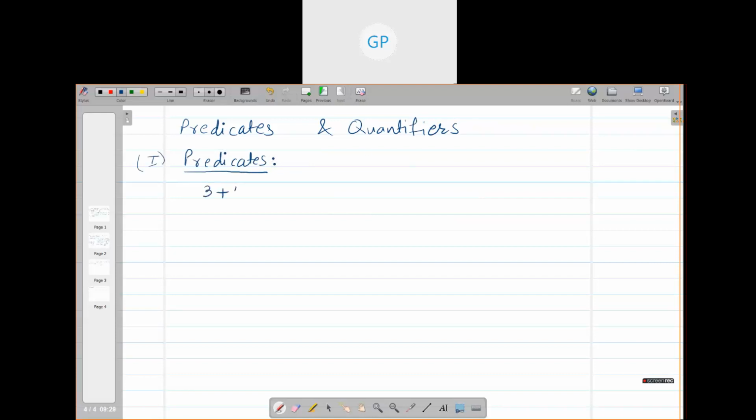What are predicates? Suppose I consider 3 plus 4 is equal to 7. What is its truth value? It is true, right? If I write 2 plus 4 is equal to 7, it is false, right? If I write 1 plus 4 is equal to 7, false. So only one value, which is 3, satisfies this equation, 3 plus 4 is equal to 7, correct?